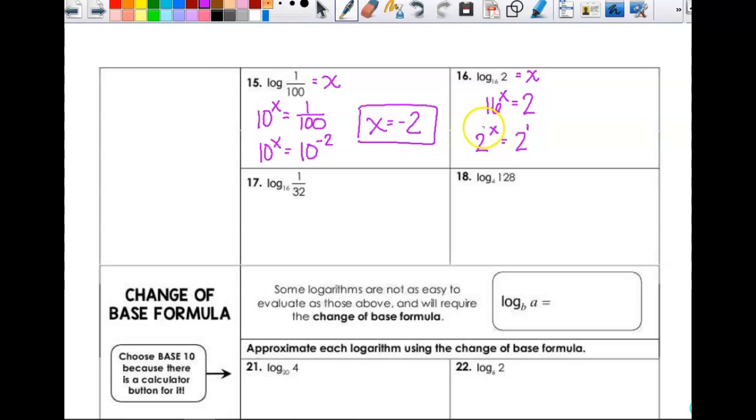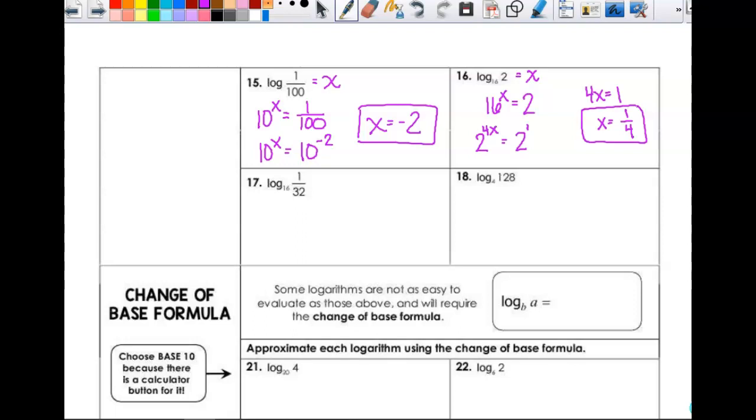So this would become 2 to the 4x power. See how I had to put the number on that one instead of the other one? And that's just a 1. So now that I have my common bases, 4x equals 1. So x equals what? 1/4. Okay, we're good? What questions you got?